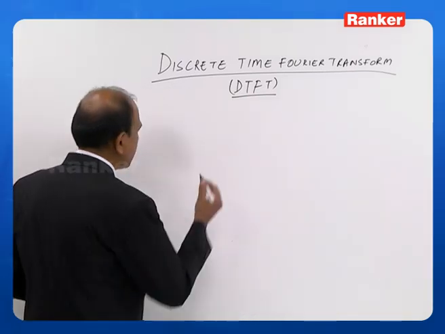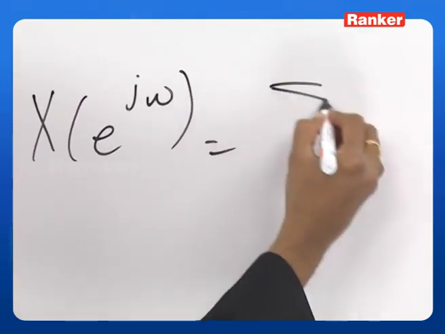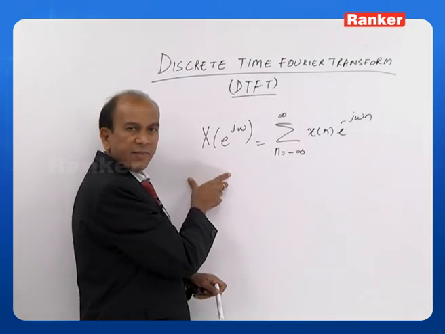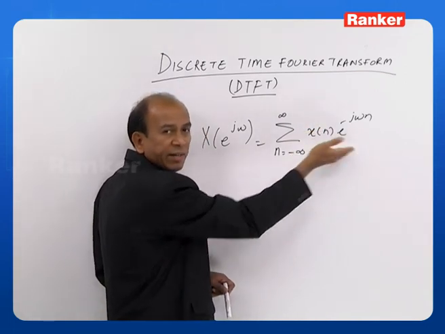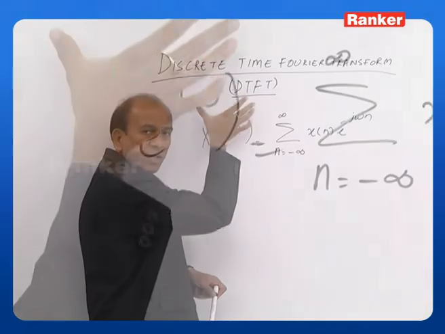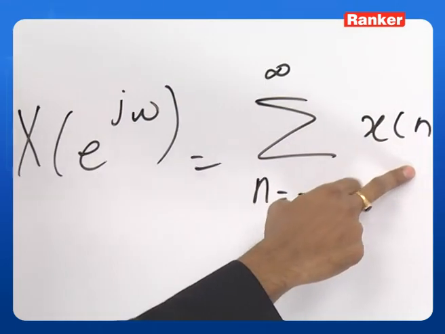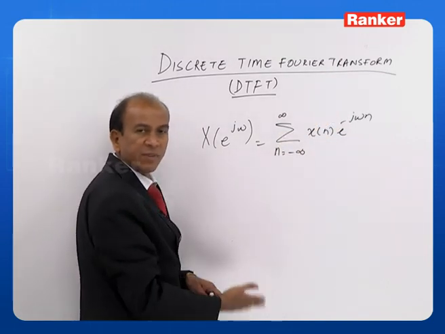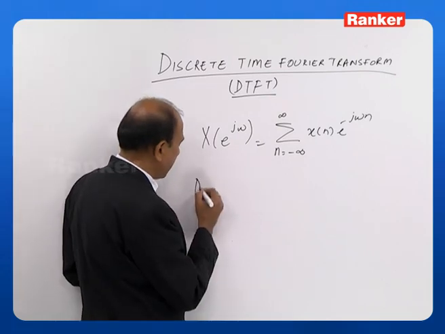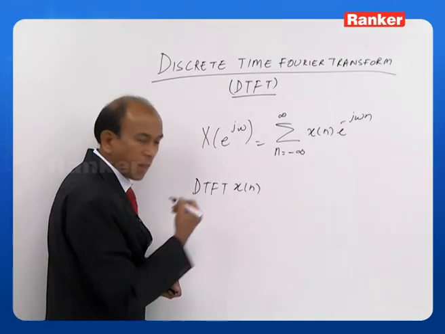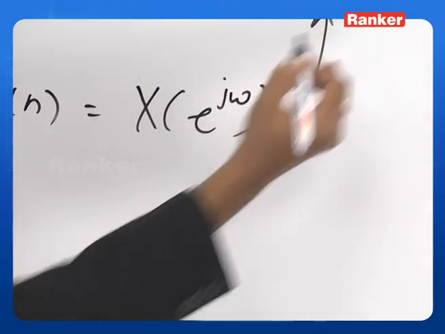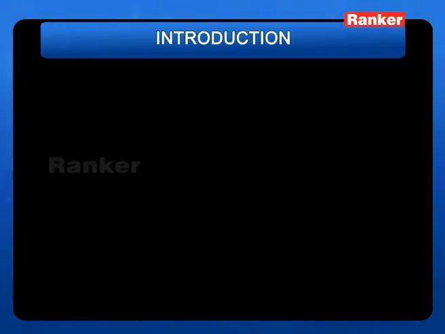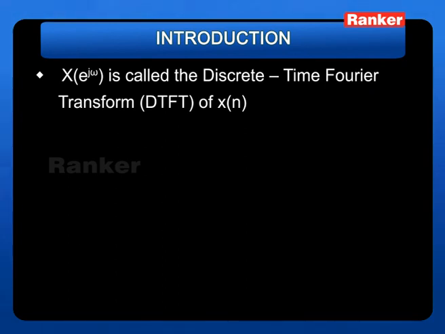So, let us write this. X of e to the power of j omega is given by summation n equal to minus infinity to plus infinity x of n e to the power of minus j omega n. This summation gives us the exponential components of x of n, and that relation is given by this X of e to the power of j omega. As you know, this is a spectrum. So, this will give you the spectrum of a discrete aperiodic signal x of n. This is the representation of the DTFT, that is, the discrete time Fourier transform of x of n is given by X of e to the power of j omega and is given by this formula. This is how we get the discrete time Fourier transform of a signal x of n which is aperiodic. Now, X of e to the power of j omega is called the discrete time Fourier transform of x of n.